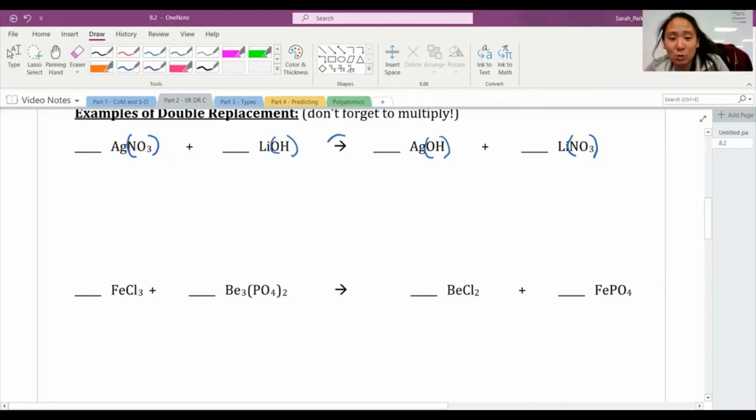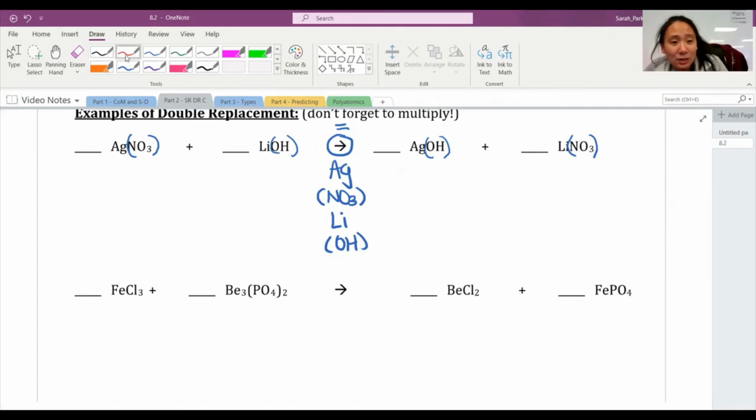So if you were to show your work under this arrow here, remember it's like your equal sign. I have a silver, Ag. I have the polyatomic NO3. I have lithium, and I also have the polyatomic OH, hydroxide. So I'm going to do a quick count. I have 1 silver.